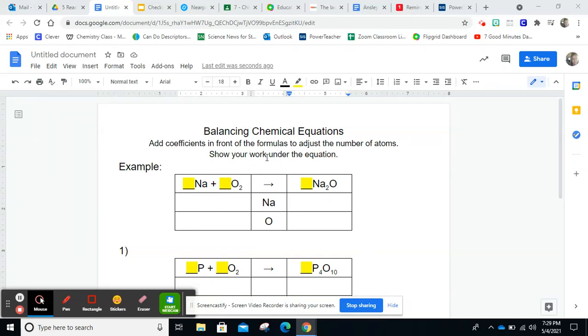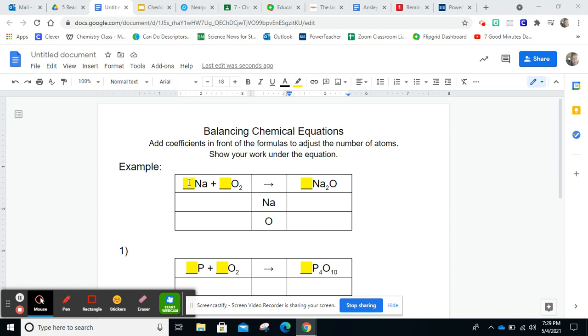So for this assignment, we're going to be balancing chemical equations. In each example, there's a chemical equation given at the top, and there's a place for you to list the elements underneath the arrow. The goal is to make it so that you have the same number of atoms of each element on either side. For example, the same number of sodium atoms on both sides of this equation, and the same number of oxygen atoms on both sides of the equation.